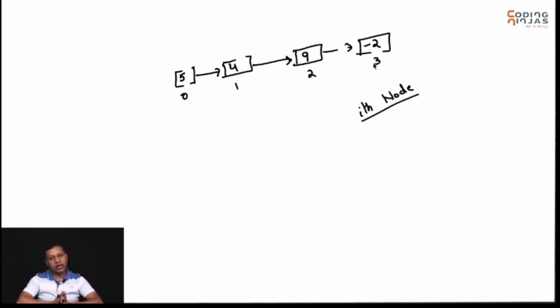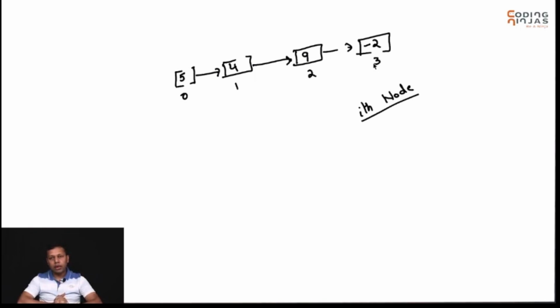I am given a linked list. So how would I be given a linked list? I would be given the head pointer, and from head I can traverse to any node, and I am also given some i. So my i can be 0, 1, 2, 10, 100, anything. So I have to go to that ith node and print that node. Alright, so how would we approach the problem?